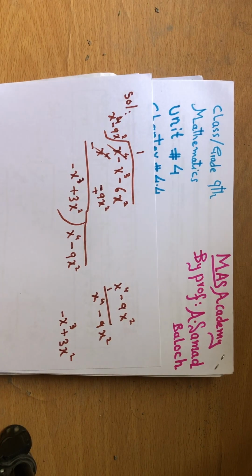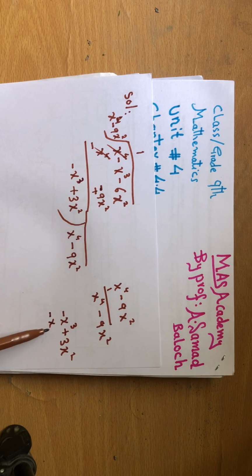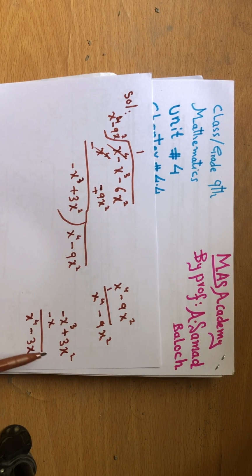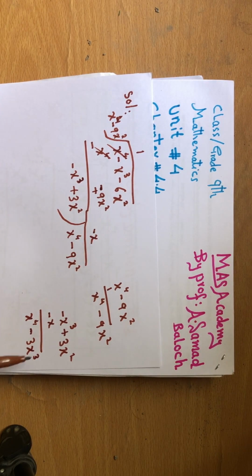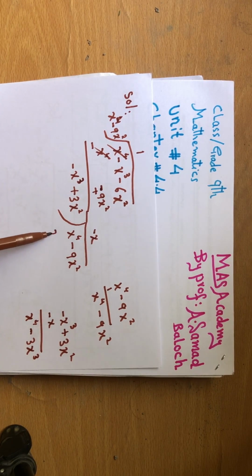3x square. Now what to multiply by this minus x cube to reach plus x power 4? Of course we will multiply it by minus x, then we get plus x power 4 minus 3x cube. Our quotient right now is minus x, and we are having up to x power 4, and second one we have minus 3x cube.